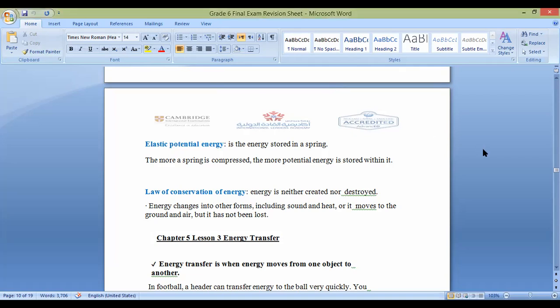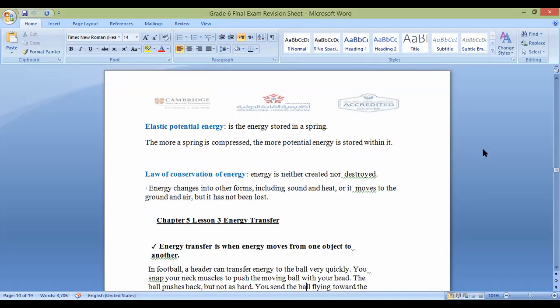Okay, now we will start with section 3 in this chapter, which is energy transfer. What is the meaning of energy transfer? Who can tell me? Yes, Yakinan. Energy moves from one object to another. Can you give me an example, please?